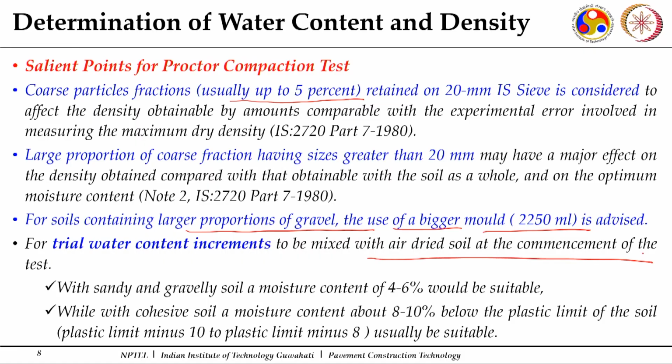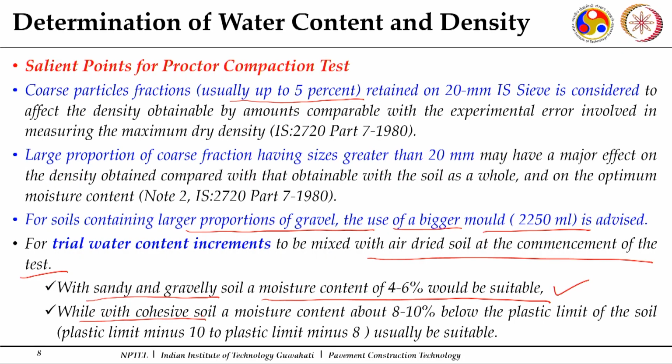Each increment will be from one water content to the second water content. So, one is at the commencement of the test, what water content is required. Normally for different kinds of soils the requirement of water to get the maximum density will be different, but as a starting point, a guideline, it says that if you have sandy and gravelly soils, the moisture content of 4 to 6%. So, you can start at say 5% moisture content, and then you can give an increment over it.